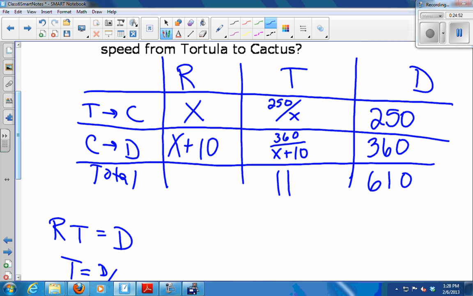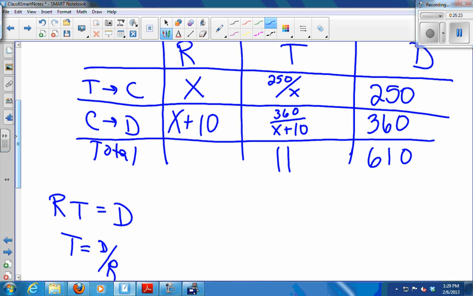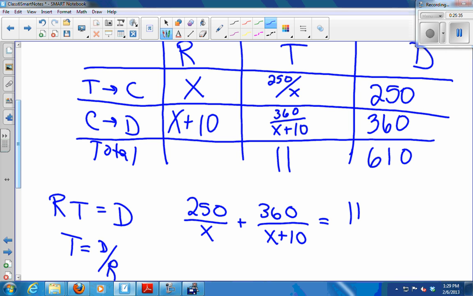All right. Let's just say it took her 2 hours to drive from Tortula to Cactus and 3 hours to go from Cactus to Dry Junction. What was her total traveling time? 5 hours. How'd you get that? You added the 2 times, right? So if I add the time driving Tortula to Cactus to the time driving Cactus to Dry Junction, we should get the total time of 11 hours. So there's my equation. My two times add together to make the total. So I have 250 over x plus 360 over x plus 10 equals 11.